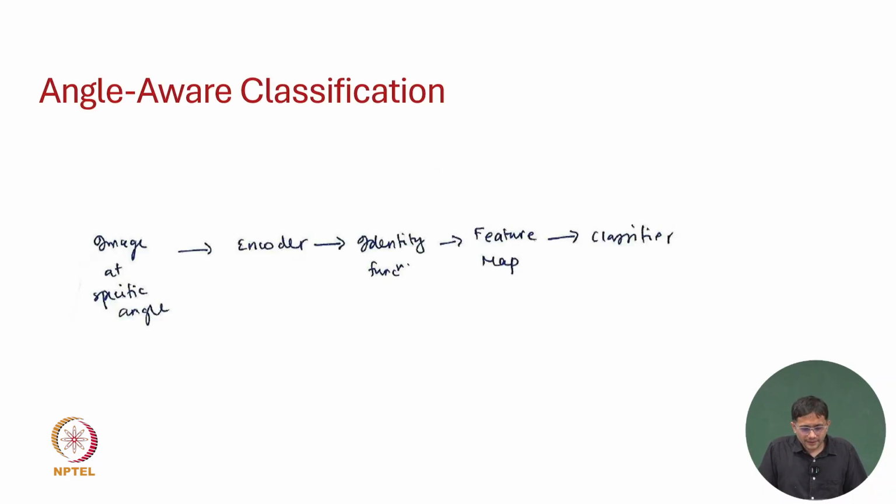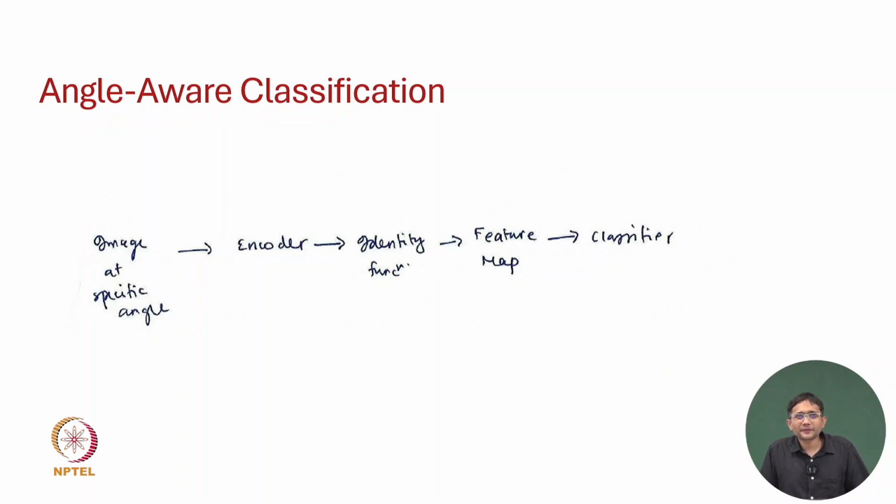In this context, what can be done is you can create some kind of angle-aware classification. Let's say we have an image at a specific angle. You have an encoder, and think of an encoder followed by an identity function for now, and you get a feature map, and on top of the feature map you have a classifier. Let's say we are doing classification, of course it could be something else, object detection or something else as well. But this gives us the basic idea of the pipeline.